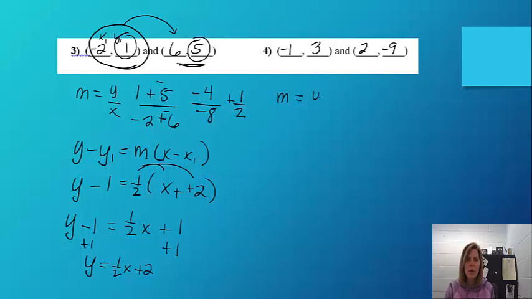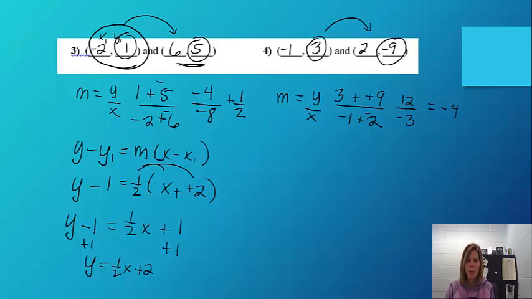My slope is going to be y distance over x distance. I'm going to circle my y's. I'm once again going to go left to right. So I'll have 3 minus -9 over -1 minus 2. Leave, change, opposite gives me 12. Leave, change, opposite gives me -3. And again, you could just use your calculator just as easily. 12 divided by -3 is -4. So I have my slope.